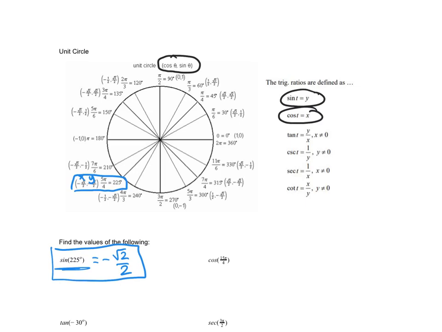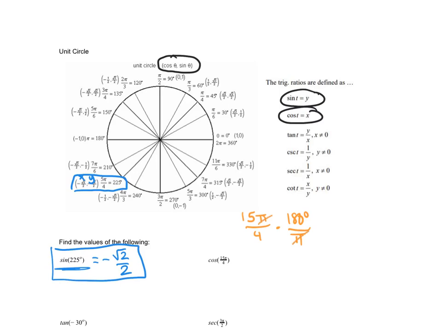Now the next one says, what is the cosine of 15 pi over 4? Well, unfortunately, I don't see 15 pi over 4 on here. So we can do a couple things. The first thing I'm going to do is convert it to degrees, because I like degrees better when I'm trying to find things on the unit circle.